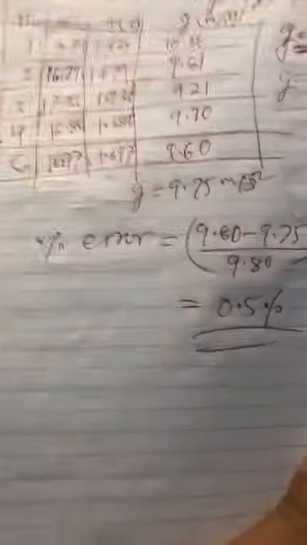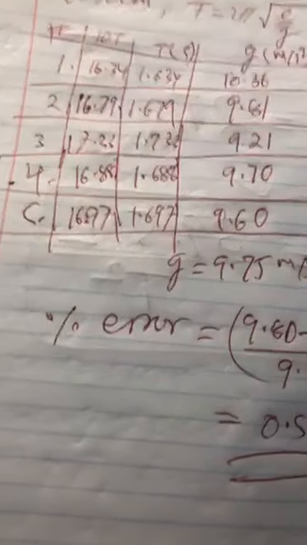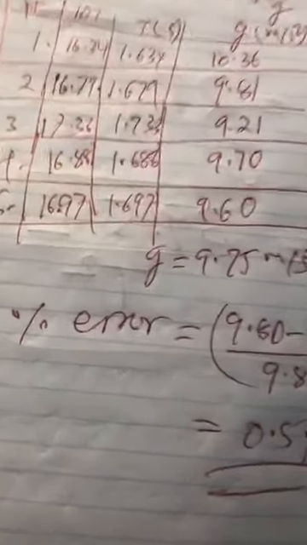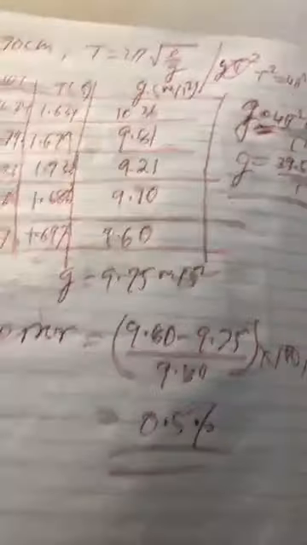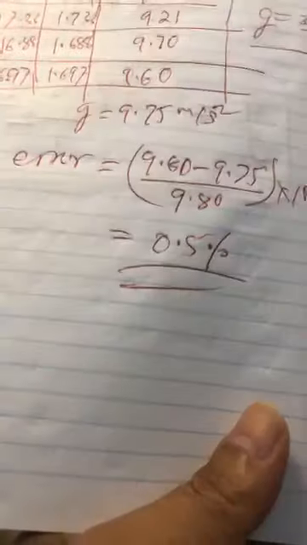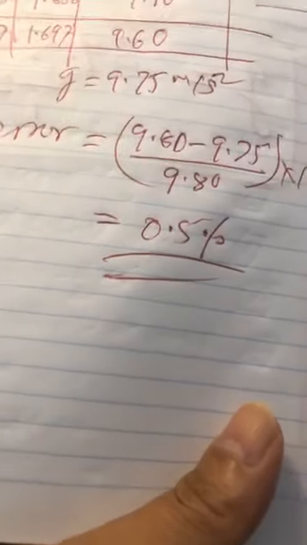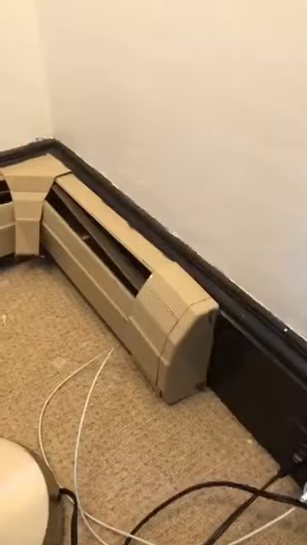Very interestingly, say I did multiple experiments. I did, for example, 5 readings, right? I got 5 readings, and then I got the value of 9.75 meter per second square, which was 0.5% off. 0.5%, right? So see, you don't need to have a very hi-fi device to get the value of g.